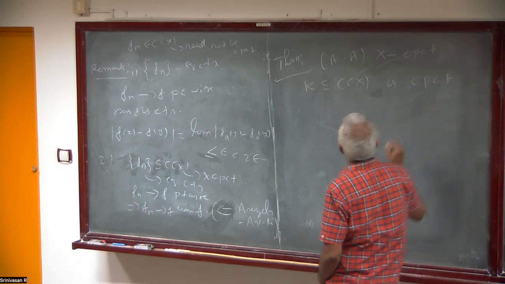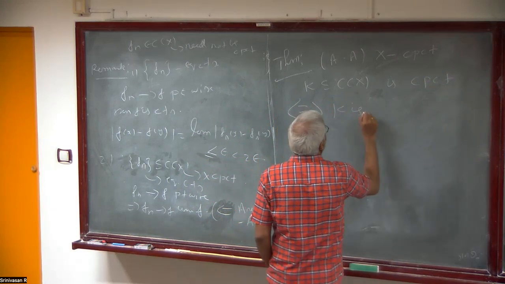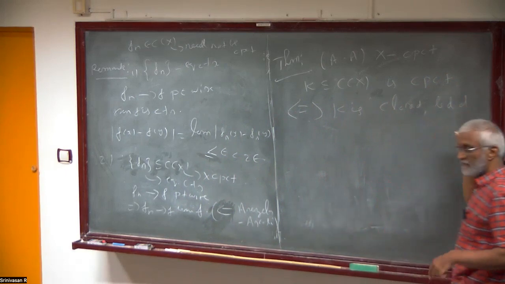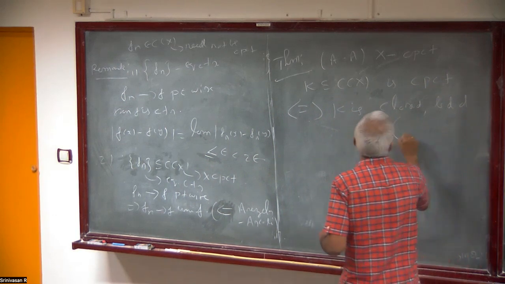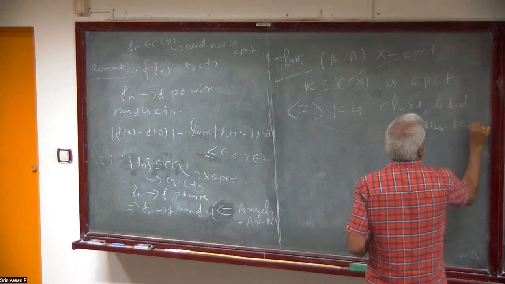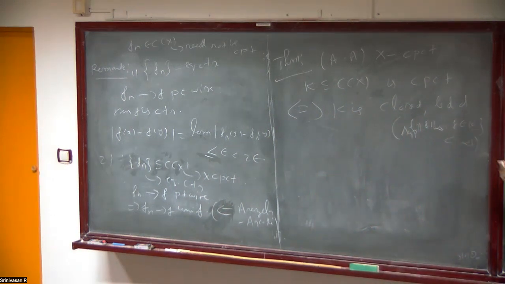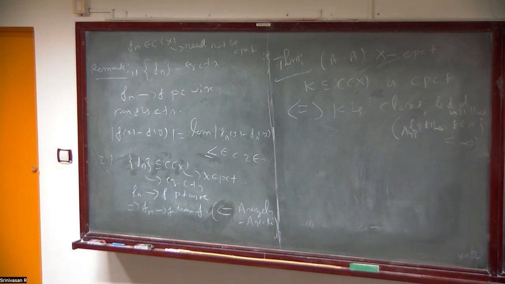This K is compact if and only if K is closed, of course, since compact means closed, and it should be bounded. Bounded means it is uniformly bounded, it is a bounded subset of C(X). This bounded means the supremum over f in K of the norm of f in infinity should be finite. Bounded means bounded in the infinity norm, which means it is uniformly bounded.